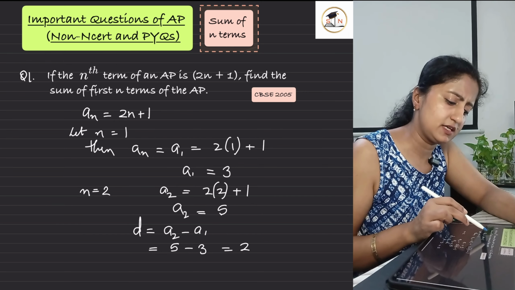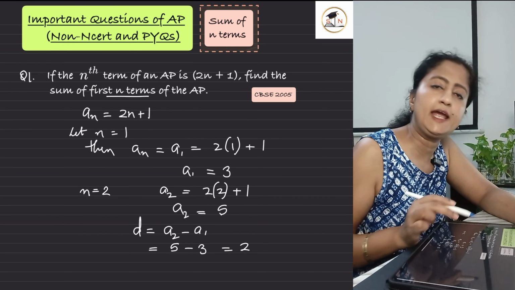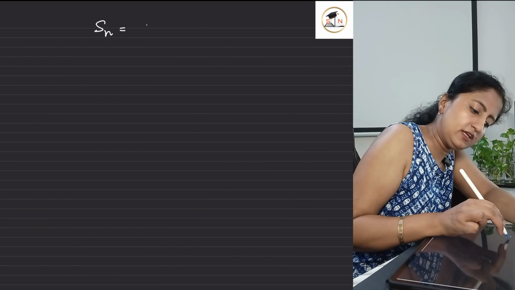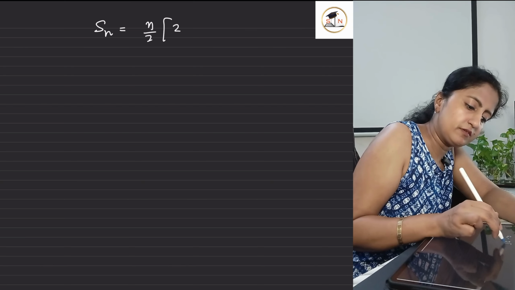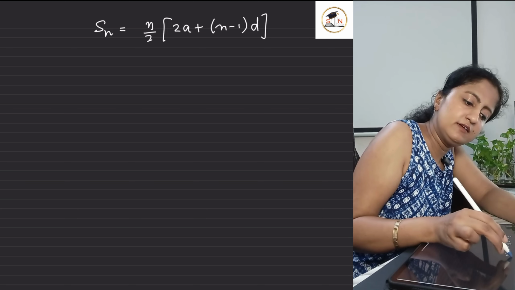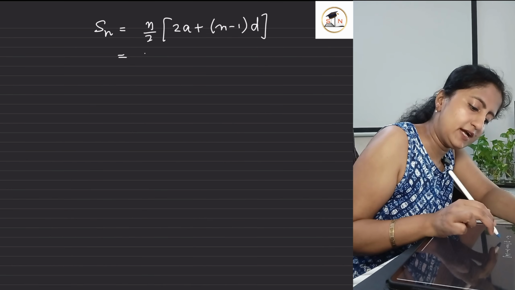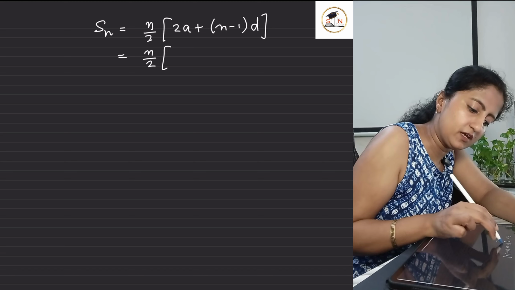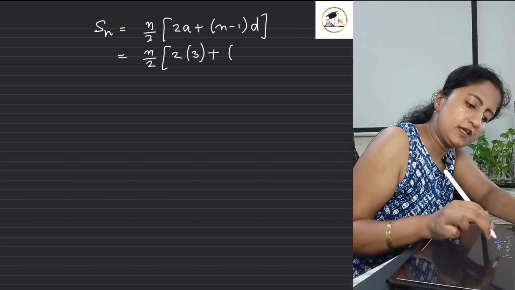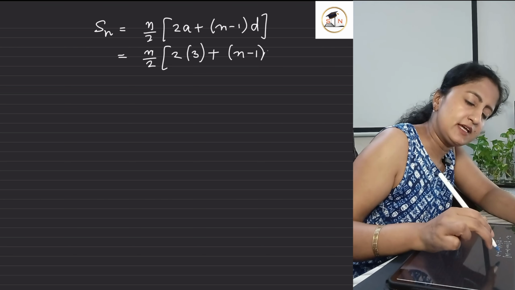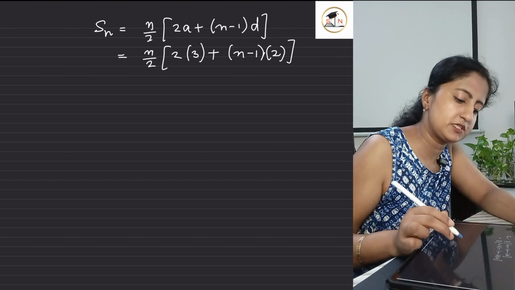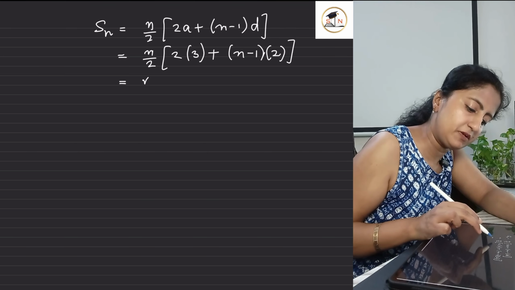Now, what had they asked? They had asked the sum of first n terms. So let's start by solving that. Sn equals n by 2 bracket 2a plus n minus 1 d. Right. Now, n remains n over here. The value of a, which was 3, remains as it is. The value of d came out to be 2. So we substituted a and d over here, and now we'll just simplify.